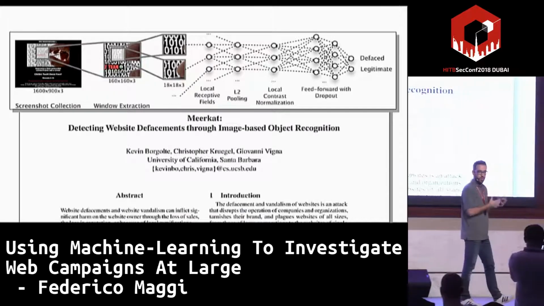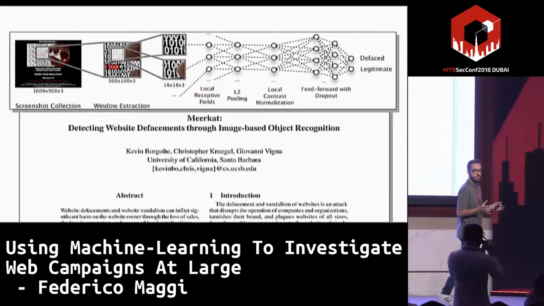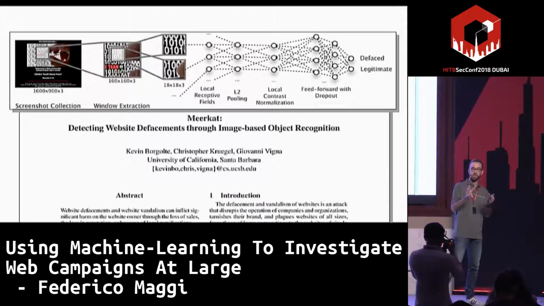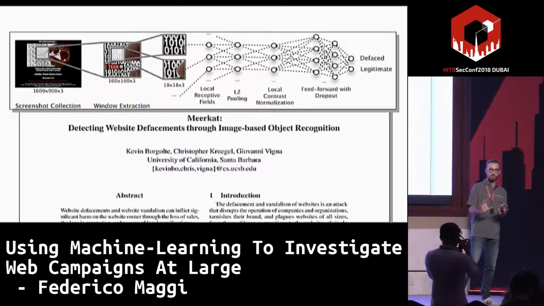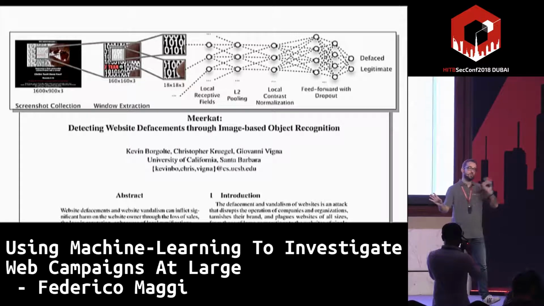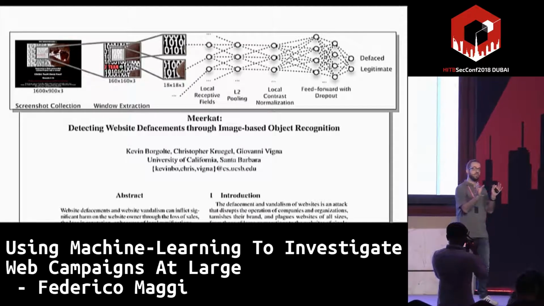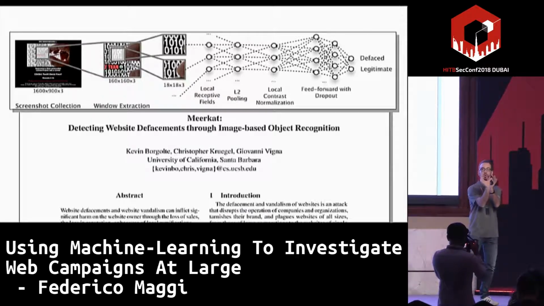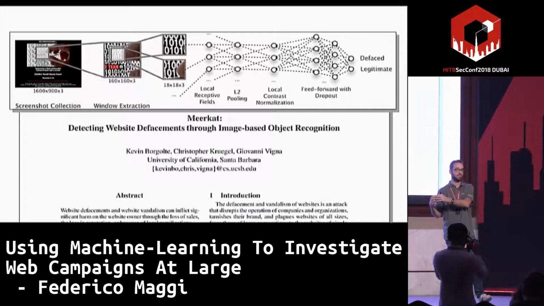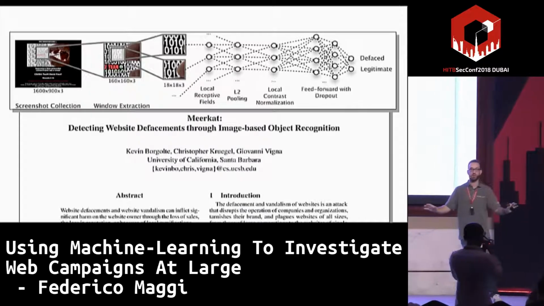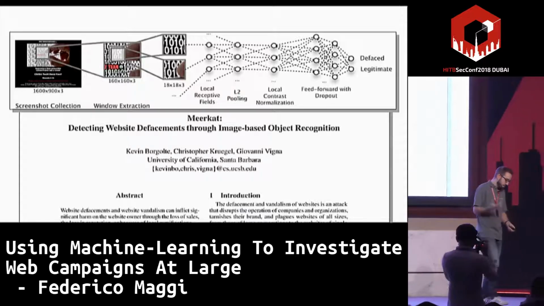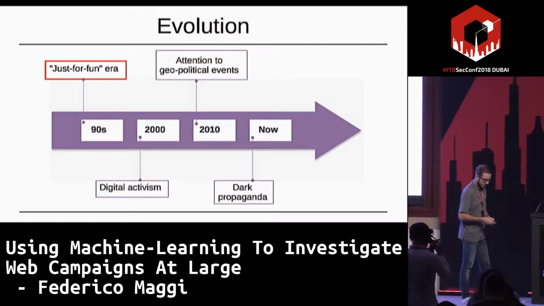By the way, this approach is actually quite cool because it uses deep learning on the screenshots of the pages to tell legitimate versus defaced web pages without previous knowledge. And it's actually quite cool because it can narrow down the logo of the defacement group, or the logo of the hacking group that is running the defacement, without any prior knowledge, right? So it's actually a quite cool approach.